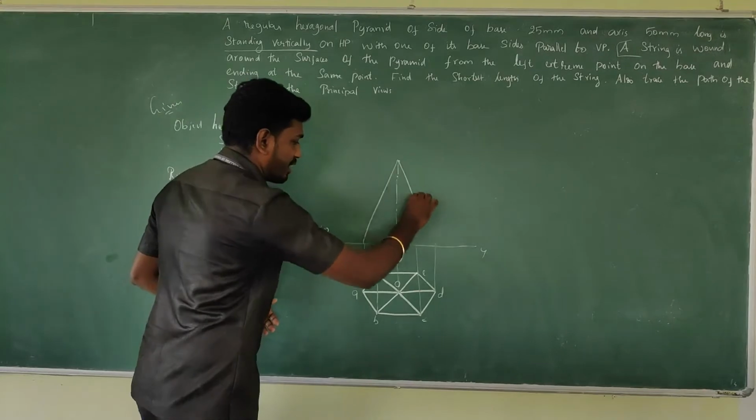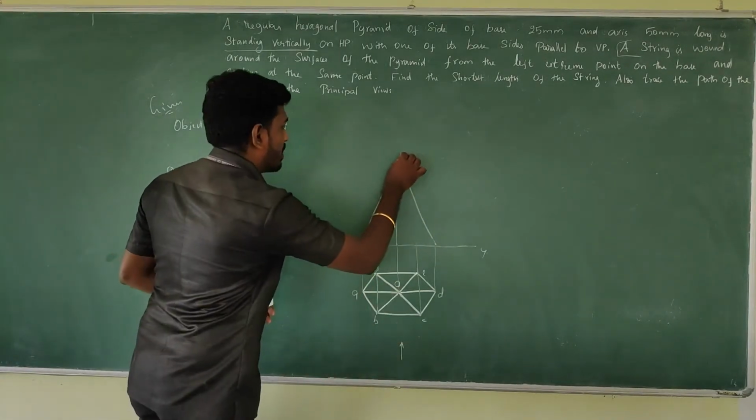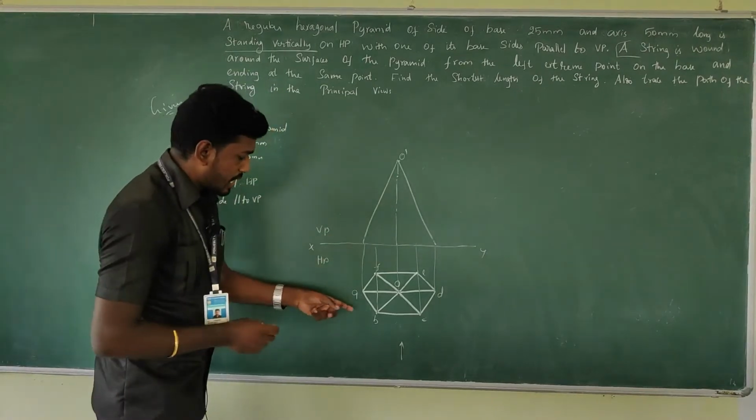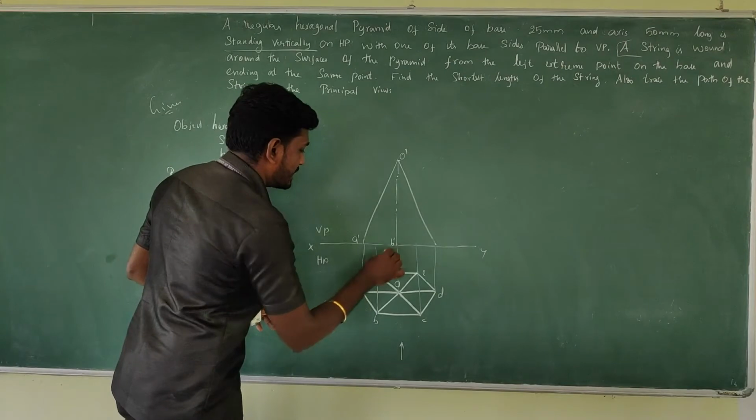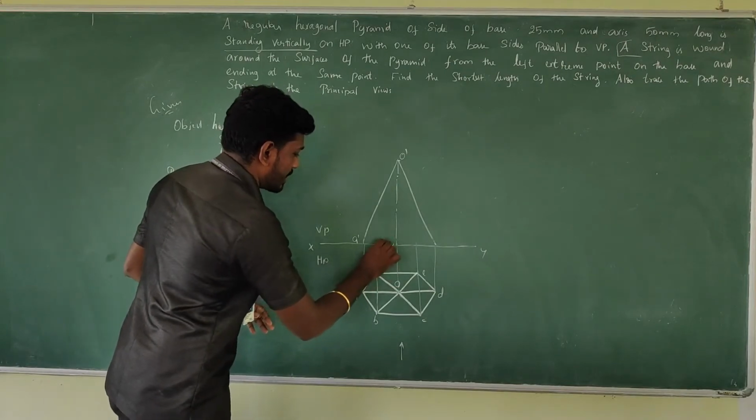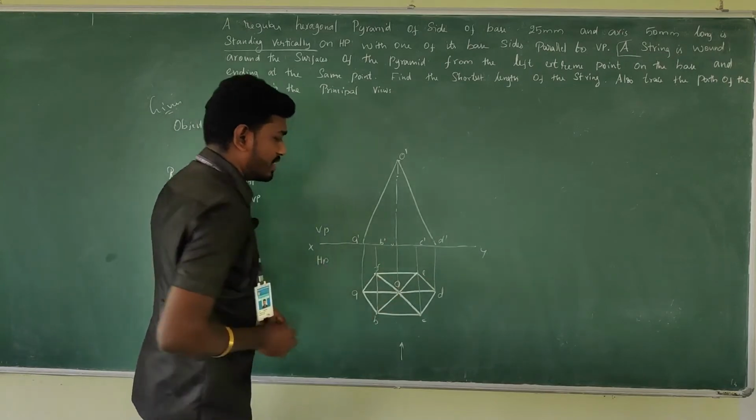And just form the triangular faces. From the front, apex will be visible, O dash, and A, B, C, D will be visible in the base, A dash, B dash. So here is the B dash, right? B dash and C dash and D dash will be visible.